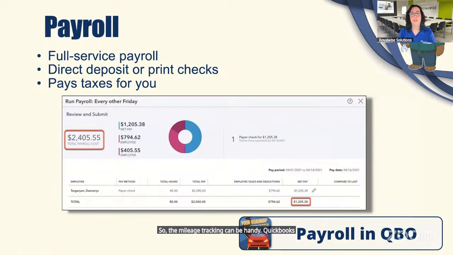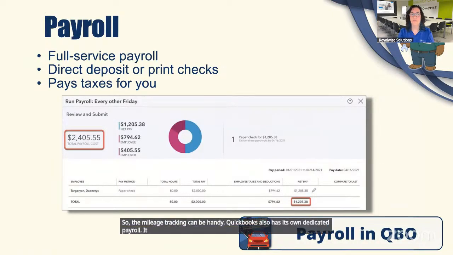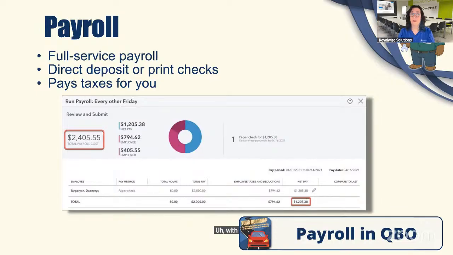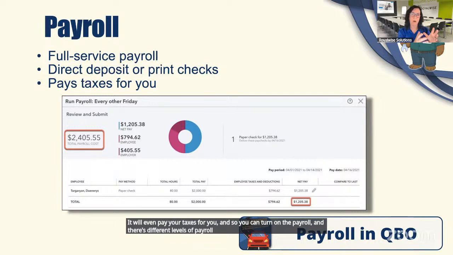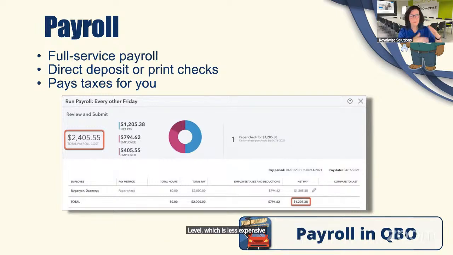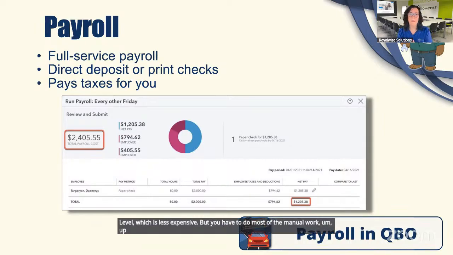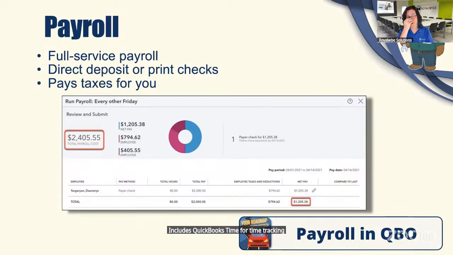QuickBooks also has its own dedicated payroll. It has full service payroll with direct deposit, or you can print checks if you need to. It will even pay your taxes for you. And so you can turn on the payroll, and there's different levels of payroll. There's a core level, which is less expensive, but you have to do most of the manual work, up to the premium level, which now also includes QuickBooks Time for time tracking. And then your employees can use a workforce app on the phone, and then they can actually punch in and punch out of their time clocks on it.